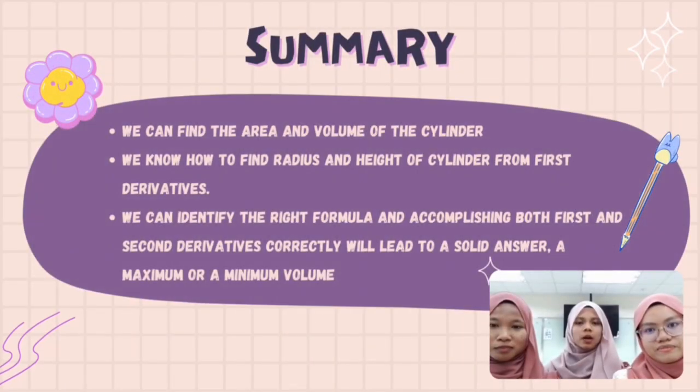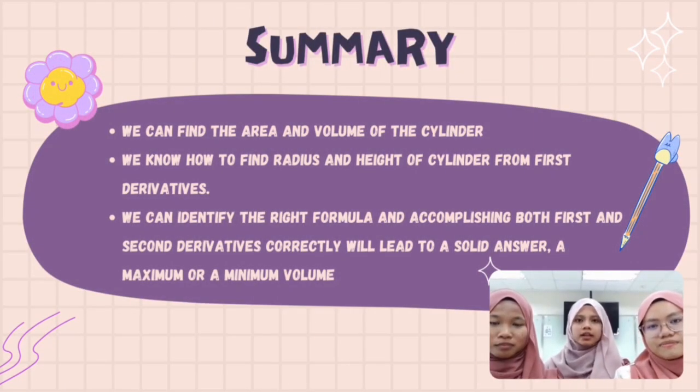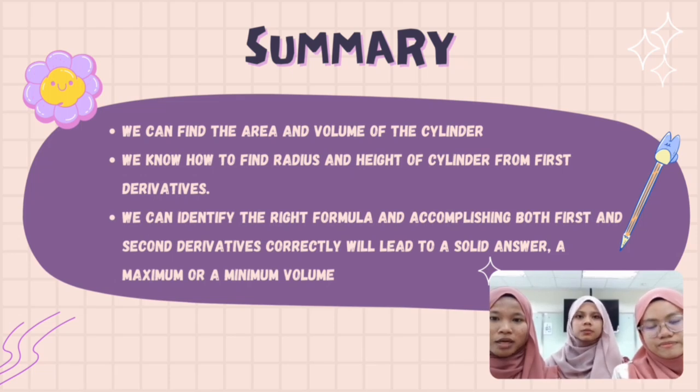Next, to sum up, first we can find the area and the volume of the cylinder. Next, we know how to find the radius and height of the cylinder from the first derivative. And lastly, we can identify the right formula, and accomplishing both first and second derivatives correctly will lead to a solid answer, a maximum or a minimum volume. So that's all from us.